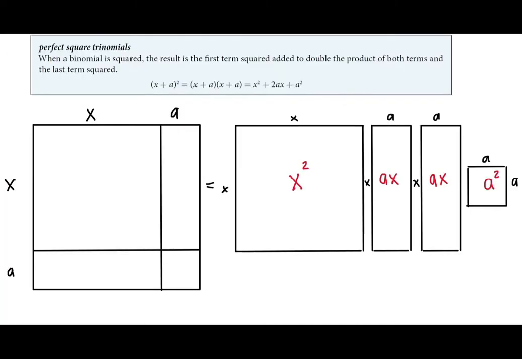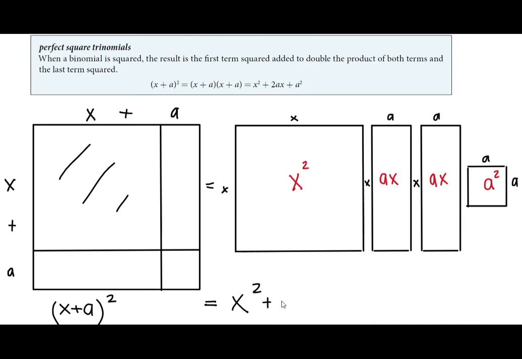In the case of a perfect square binomial, the result of the first term squared is added to double the product of both terms and the last term squared. So actually, the word square comes from the picture I've drawn here. So the length of this side is x plus a, and the length of this side is x plus a. So we have x plus a squared, and that's a perfect square. And that's actually going to equal, if I look at all the different parts of the square, this inside part right here is x squared.